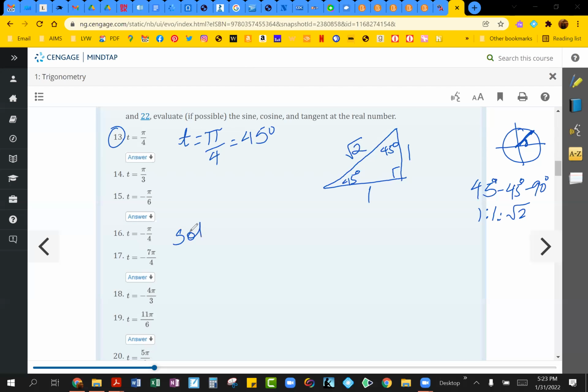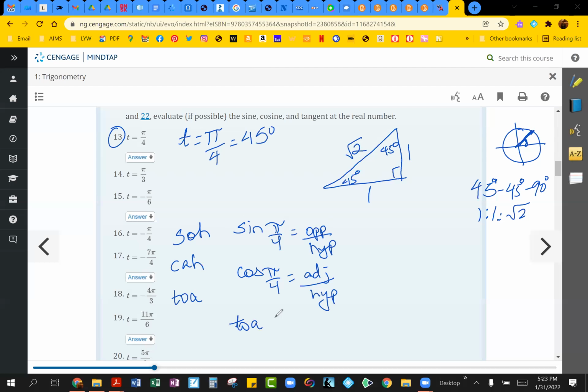So you are still doing SOH CAH TOA for those 3 main functions. So your sine for pi over 4 is still going to be opposite over hypotenuse. Cosine of pi over 4 will be adjacent over hypotenuse. And then the third one for those first 3 is tangent. Sorry, that should say tangent. Tangent would be opposite over adjacent.